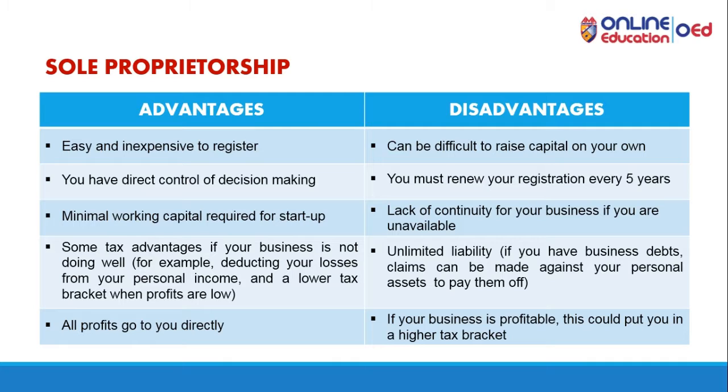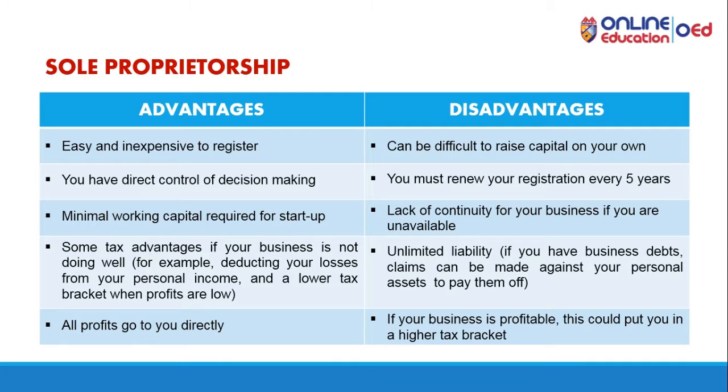So since it is considered the smallest type of business structure, you just need minimal working capital for this one. Some tax advantages if your business is not doing well, for example, deducting your losses from your personal income and lower tax brackets when profits are low. So there are some tax advantages or tax exemptions for sole proprietorship, and all profits go to you directly. So you don't have to pay salaries for employees if you are the owner or you operate your business on your own.